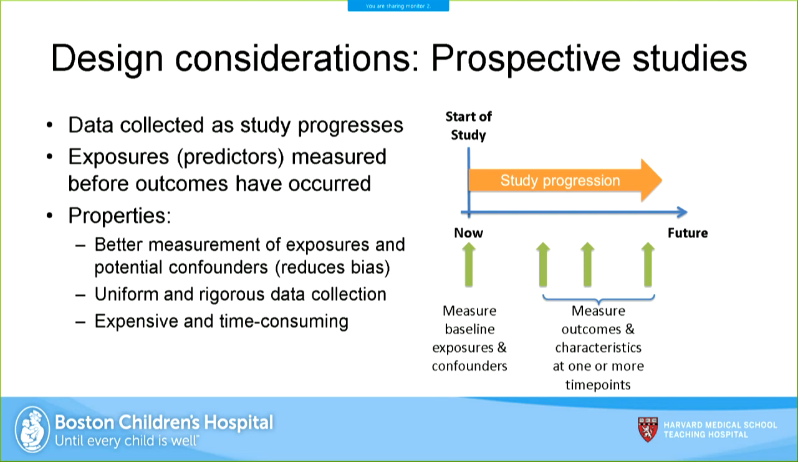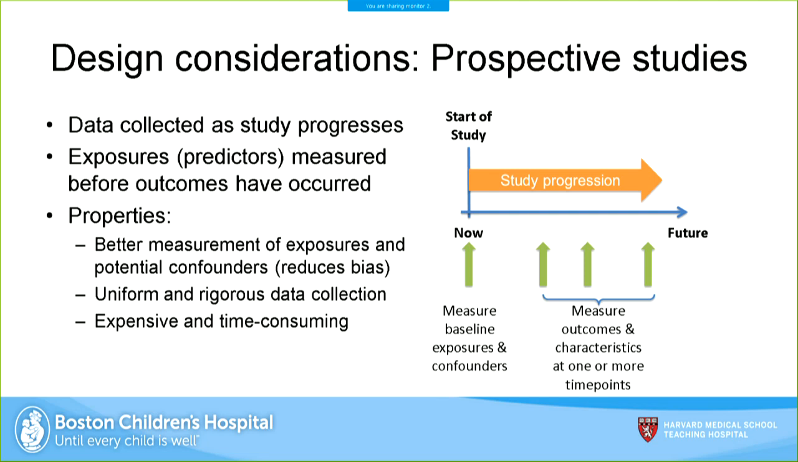The key is that you're going to be able to measure the baseline exposures and confounders and subject characteristics before the outcome has occurred. So you're going to measure it at the start of the study at baseline, and then your outcomes are measured as you go along. So it might be at one or more time points.